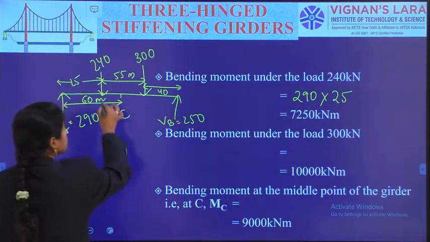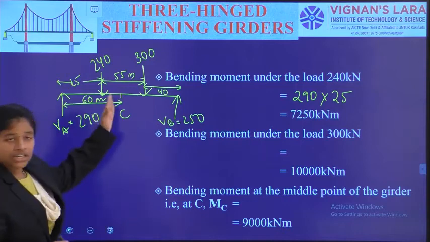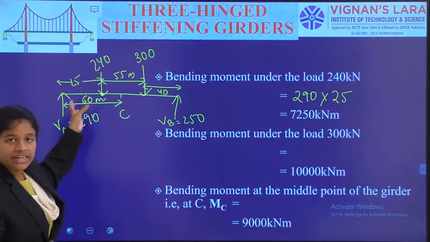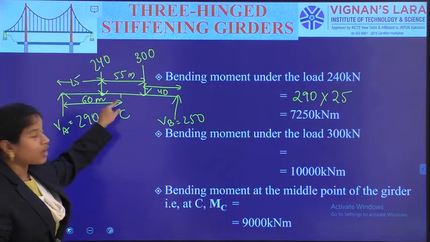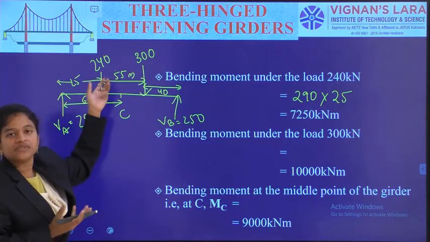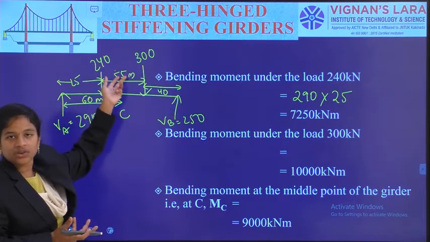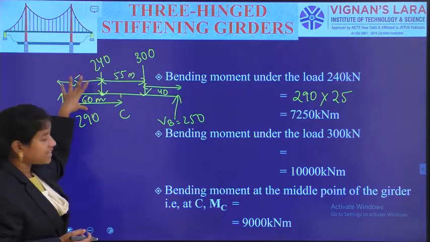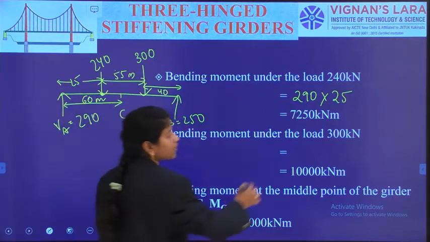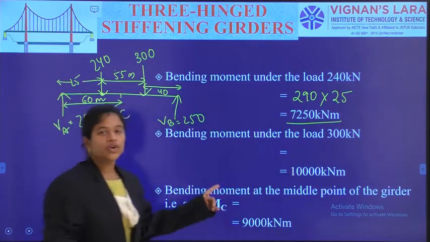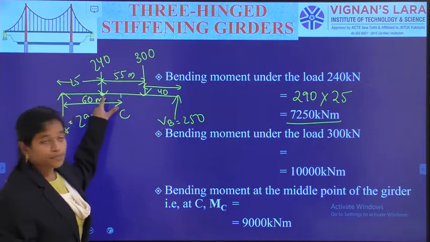Because under this point load, it will not involve this force. So force into perpendicular distance up to the point only is involved. If you want to write 240 into 0, that is nothing. So 290 into 25, the output we have got is 7250 kilonewton meter at this point.